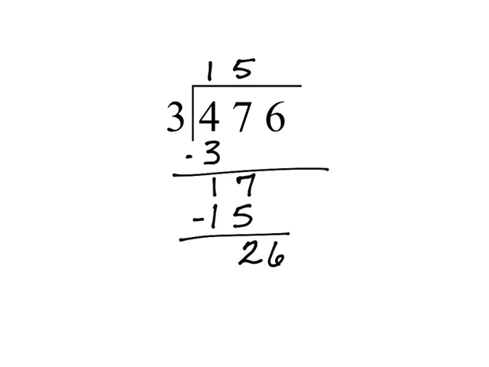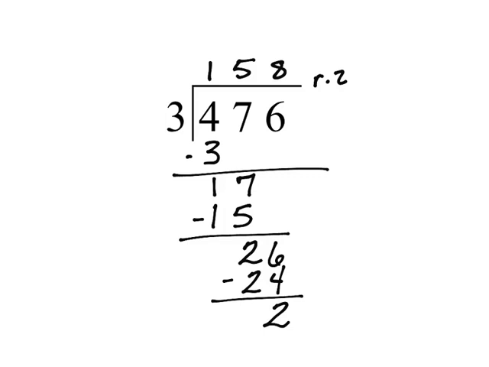How many groups of 3 can I get out of 26? Well, I can get 8 groups of 3 because 8 times 3 is 24. And I'm going to subtract and have 2. My 2 is less than 3. That means it can be my remainder.